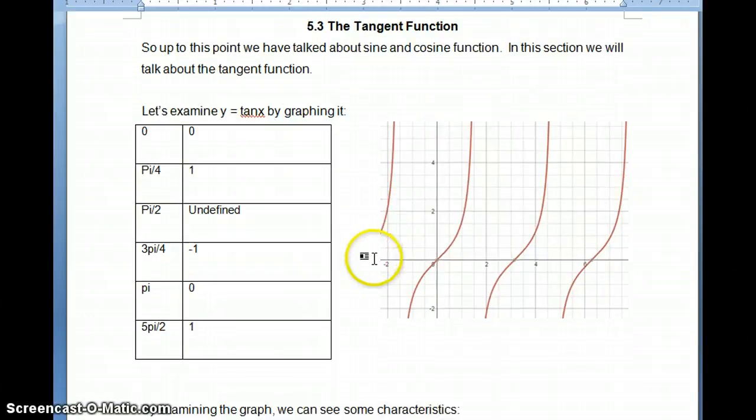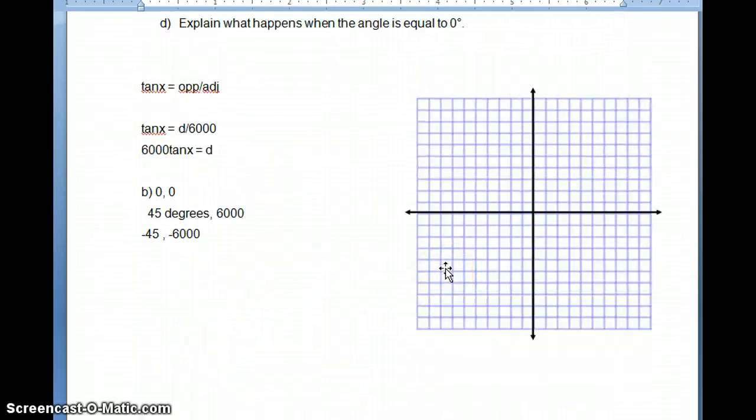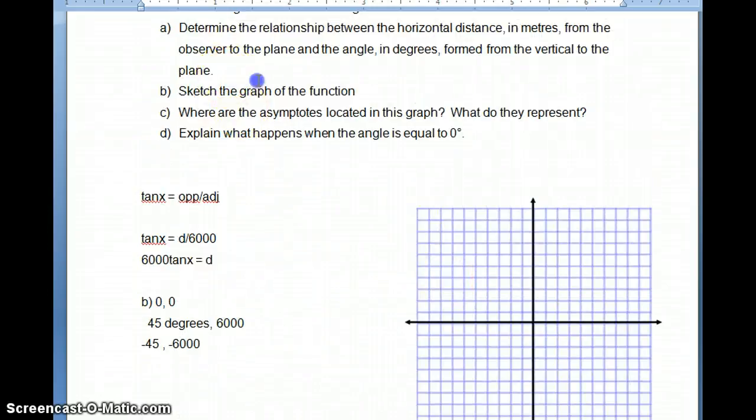Really, what it should look like is something like this, only we're not going to be graphing each of these, it's only going to be the one. And instead of our values being at 1, we're going to be at 6,000 instead. But essentially, your graph should follow this nice tangent curve. Alright, so we sketched the graph.